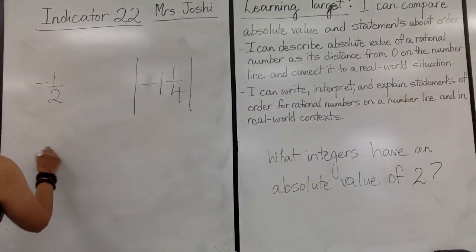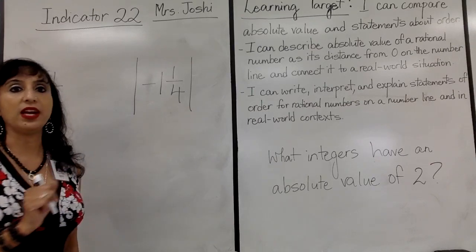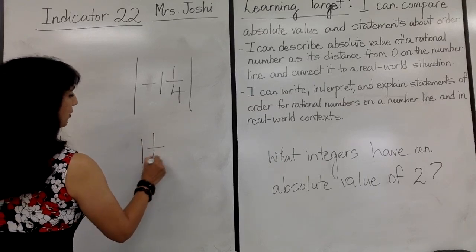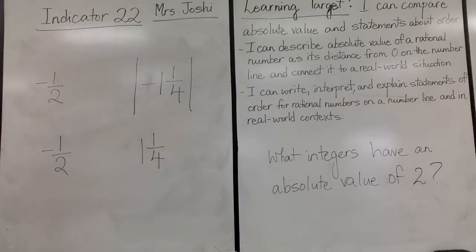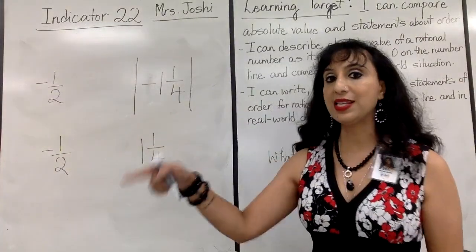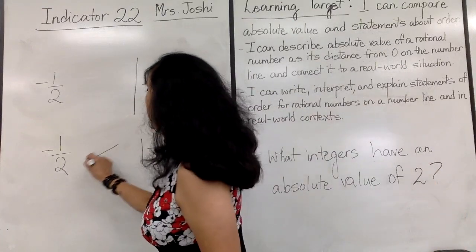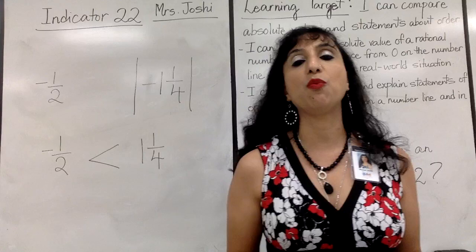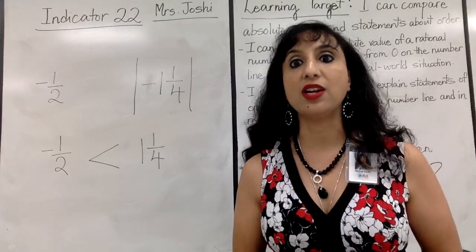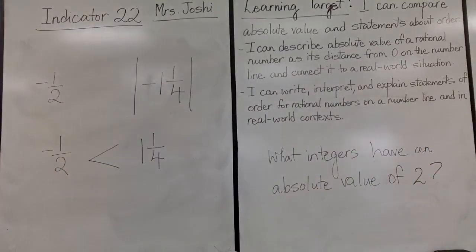So this is negative 1/2. And what is the distance of negative 1 1/4 from 0? The distance is 1 1/4. Look how that became positive, because we're talking about the distance of that number. So now look, one is negative, one is positive. So obviously, absolute value of negative 1 1/4, because they're talking about the distance over here, is the greater number when you are comparing. So be careful about this.